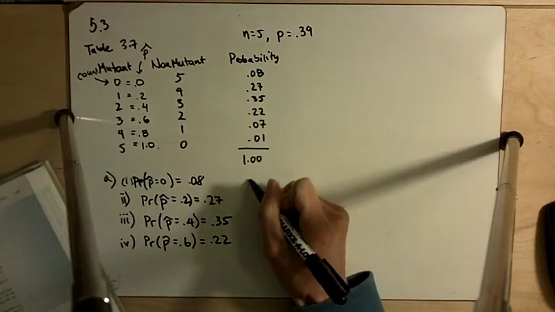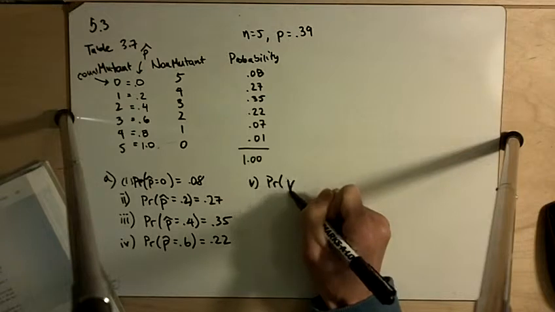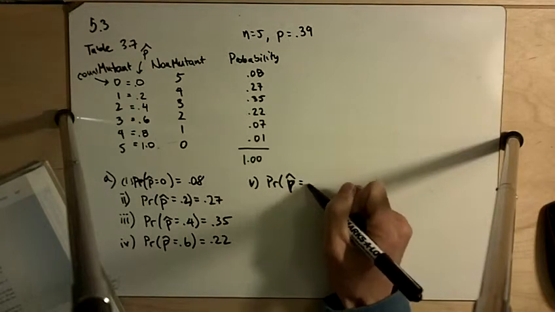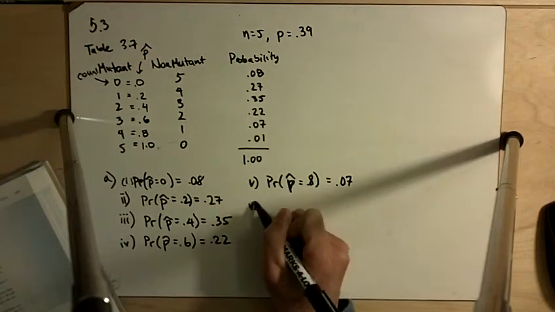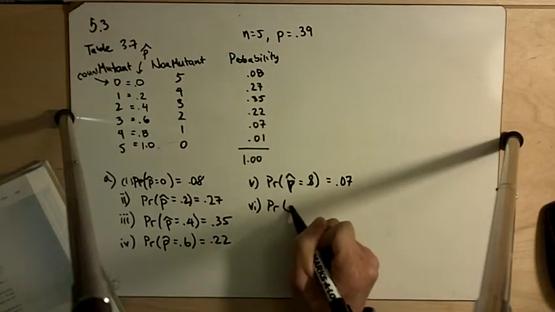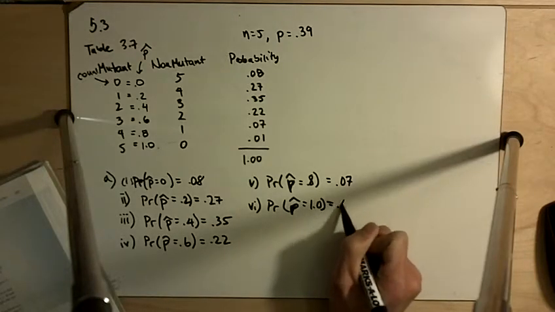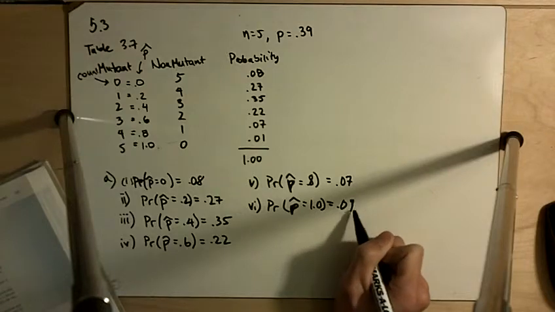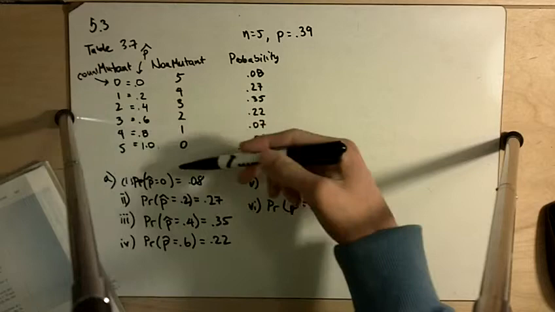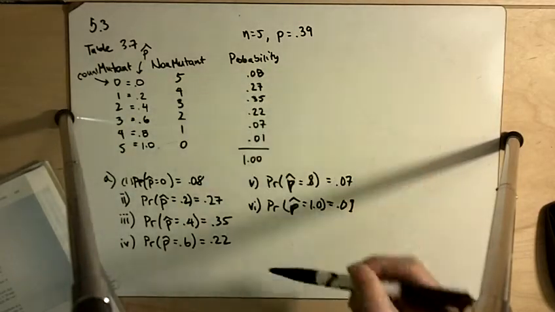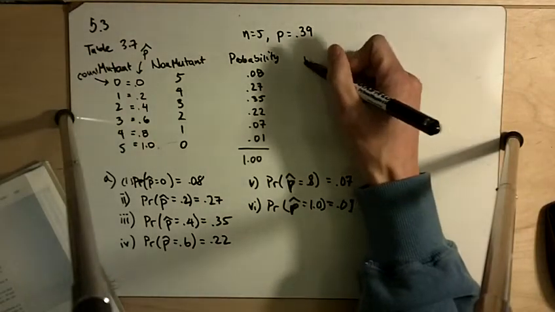I'm just copying this table directly, almost. Whoops, p hat. So just remember that all of these are basically the same probabilities that apply to the counts also apply to our p hats. Okay, and then B just asks us to make a histogram.